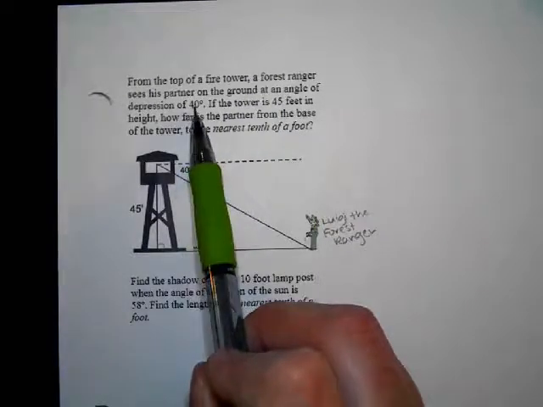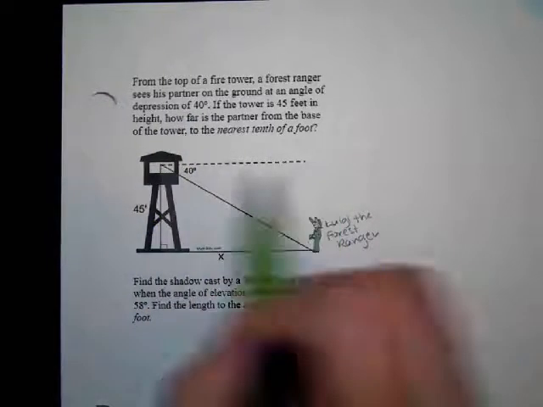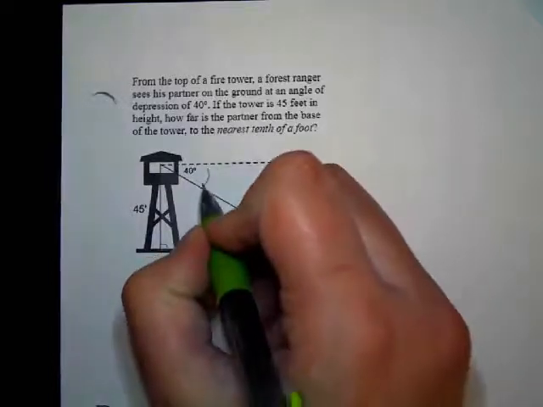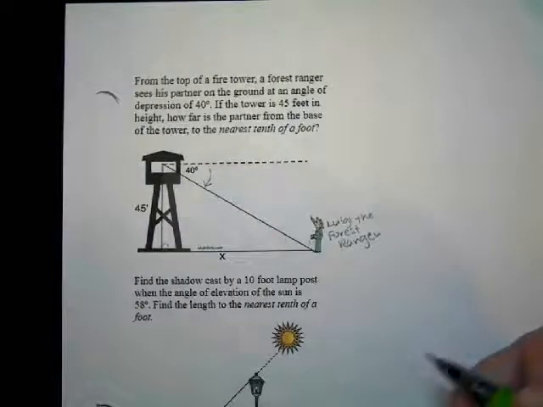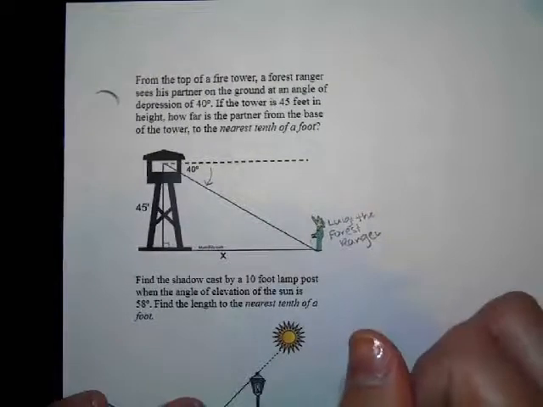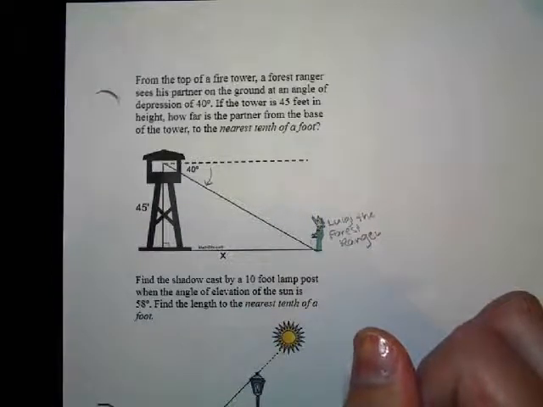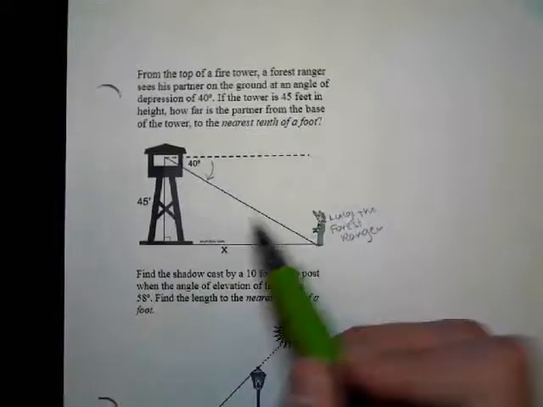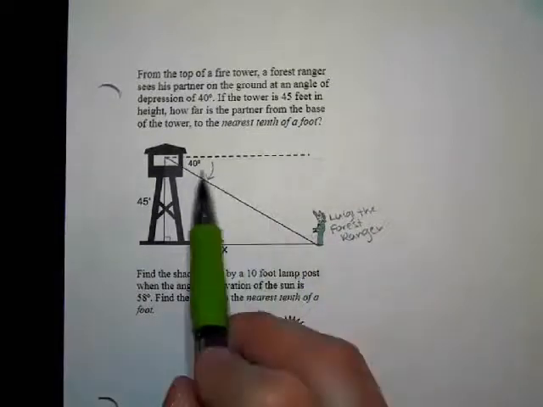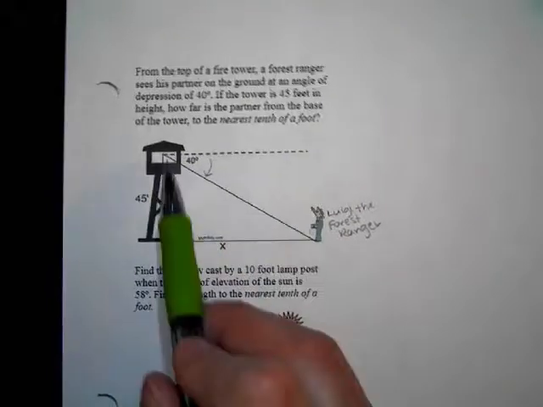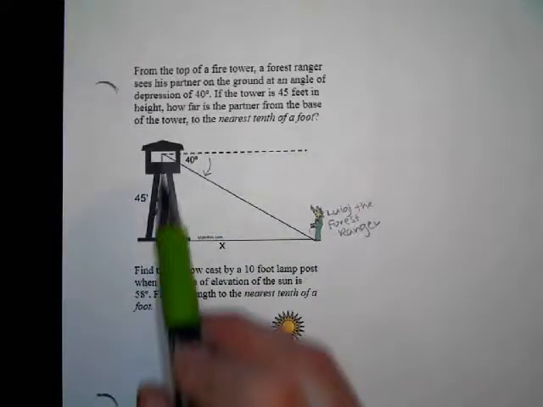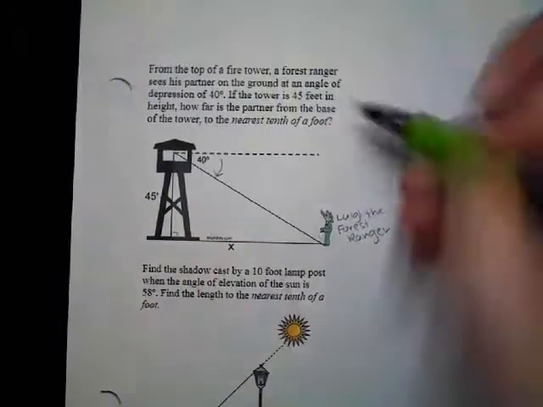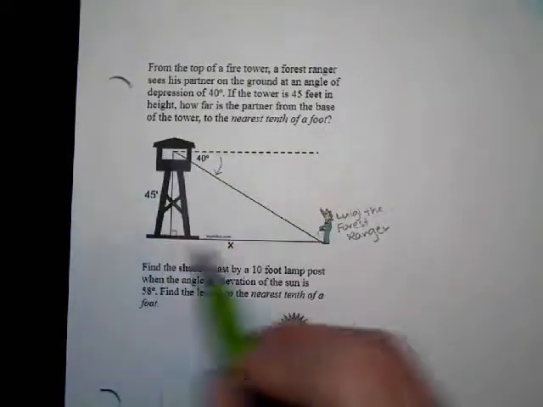So this is the part where we say the forest ranger is seeing straight out and down. If the tower is 45 feet in height, how far is the partner from the base of the tower to the nearest tenth of a foot? So see how they drew this triangle. You guys see that? Okay, so what we're going to do is not use this triangle down here, because the 40 degrees is up here.